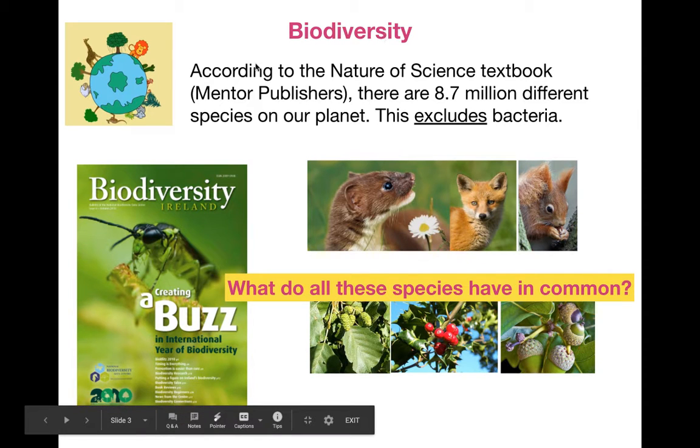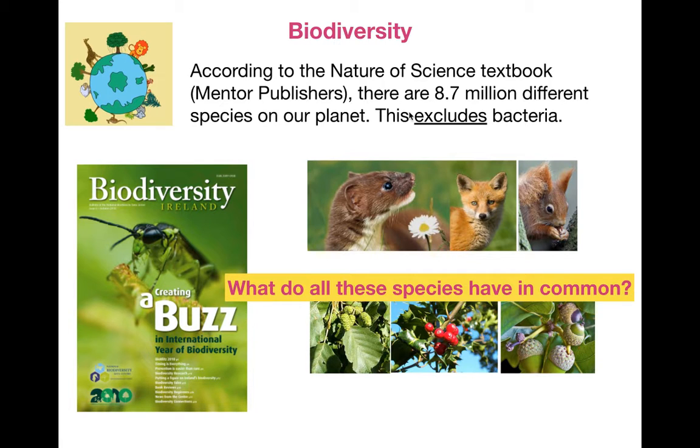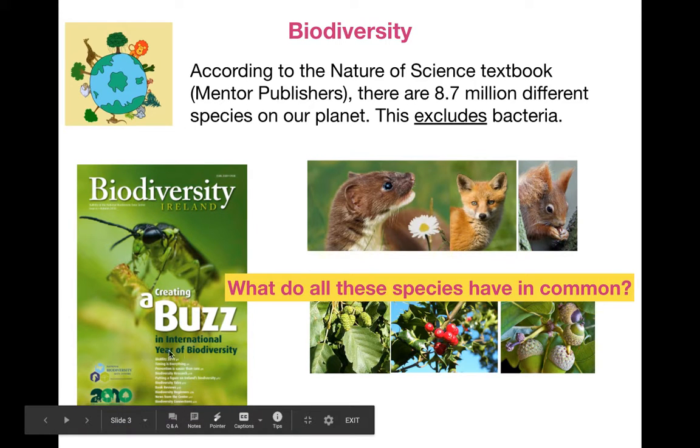When we're talking about biodiversity, according to your book, new species are being discovered every day. But here they're saying there are 8.7 million different species on our planet, and as I said, this excludes subspecies and it also excludes the bacteria. We reckon bacteria are the most diverse group of all, and there would be many, many millions more if we included them. For example, when you get a sore throat, a particular species of bacteria called Streptococcus causes it.